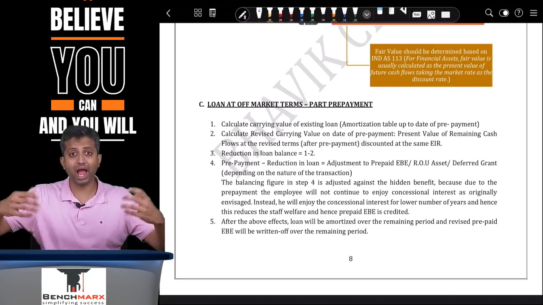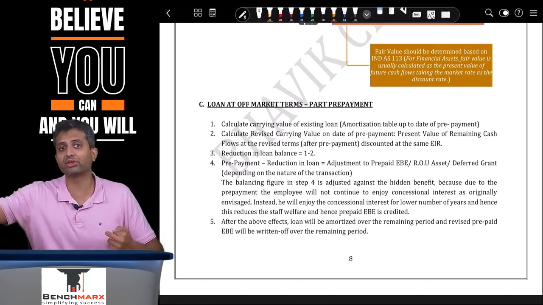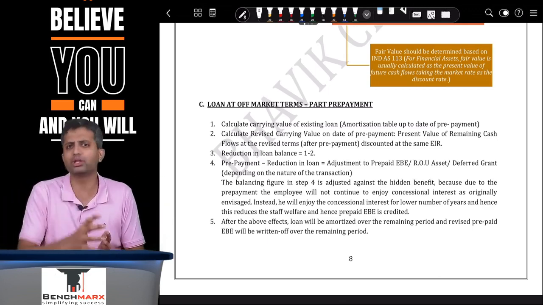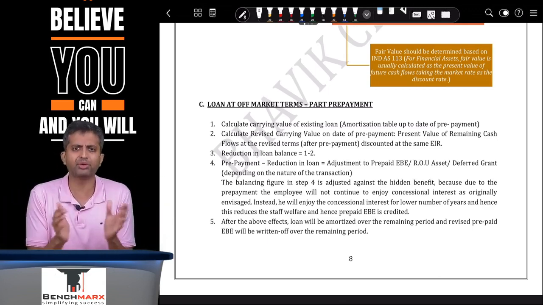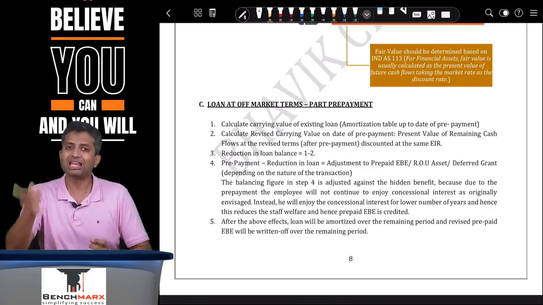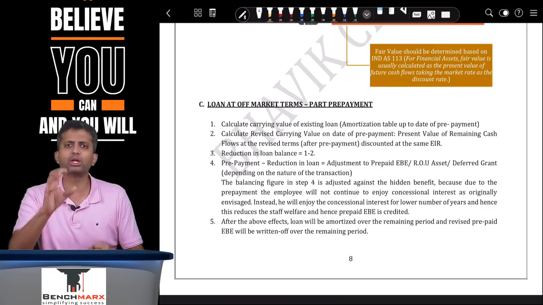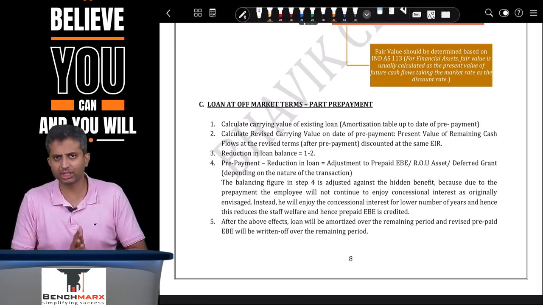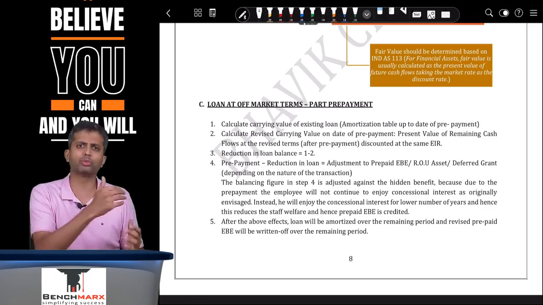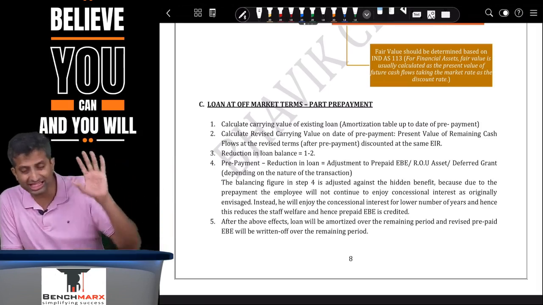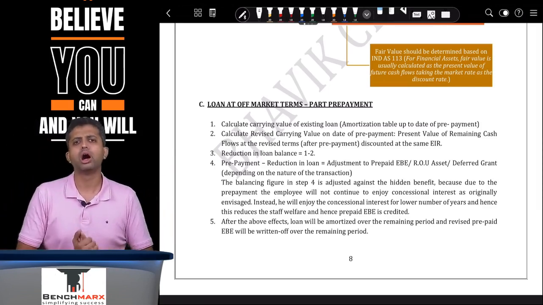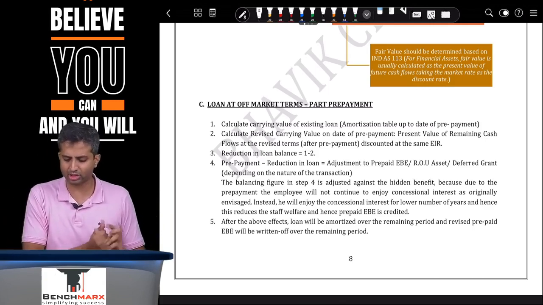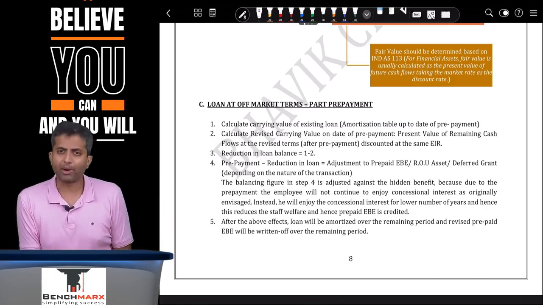You thought that you are going to give a benefit in the form of concessional interest over a period of 5 years to the employee. However, the employee has prepaid in one of the years, and hence the benefit will be available for a lesser tenure, and hence the balancing figure, if any, on that prepayment will go towards hidden employee benefits. So that is something which you have to do. We have also uploaded a separate video for this part only, along with a full-fledged sum. So you can just search for loan at off-market terms with part prepayment.